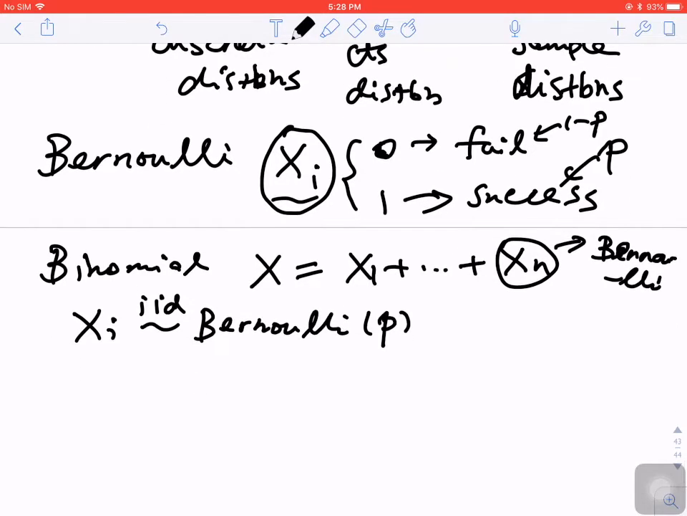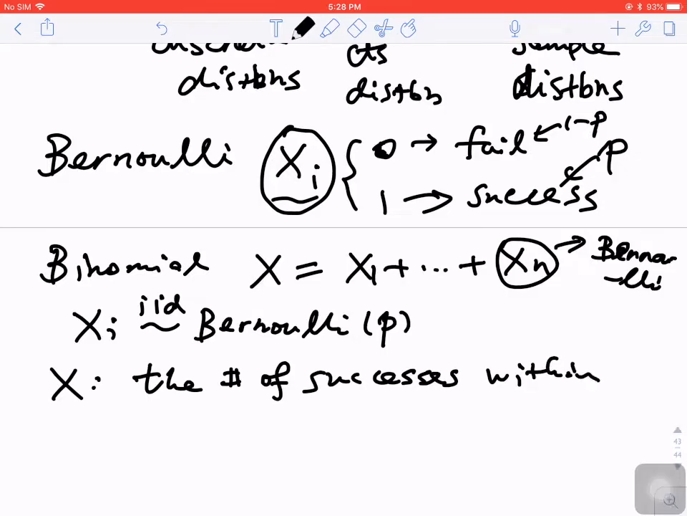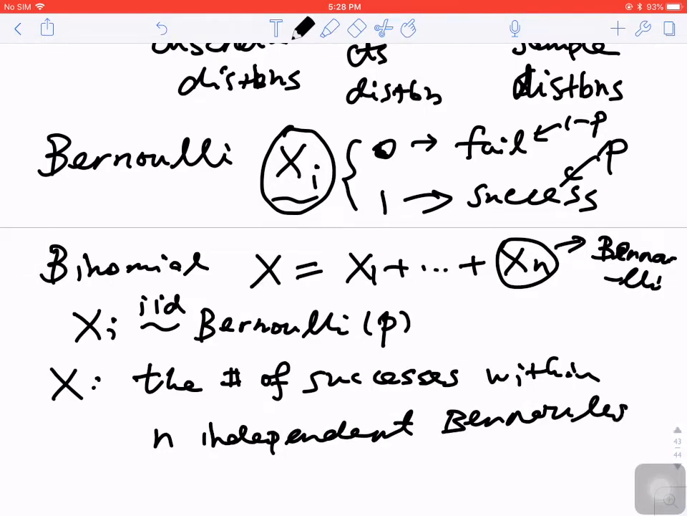So what does it mean? It means x is the number of successes in n independent Bernoulli trials. For a Bernoulli trial, you can imagine you're tossing a coin with probability p to get a head, which means the probability of getting a tail is 1 minus p. So here you define getting a head as a success, right?